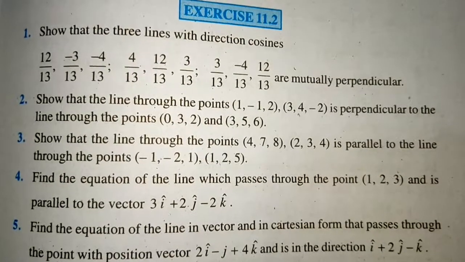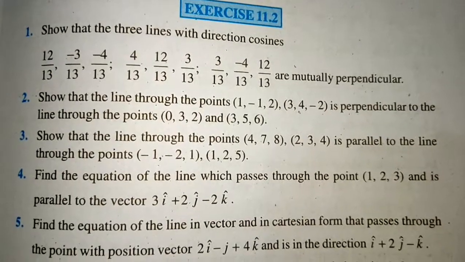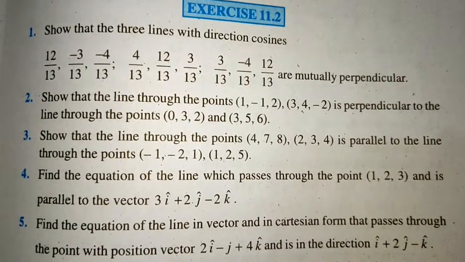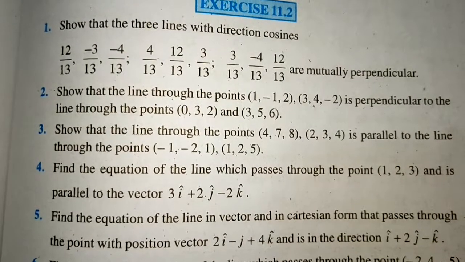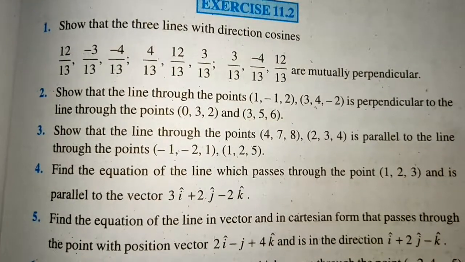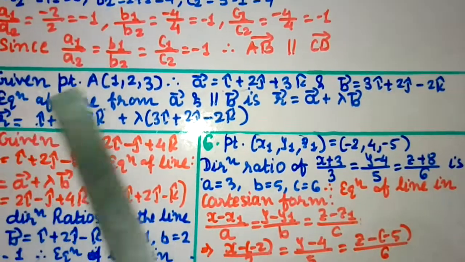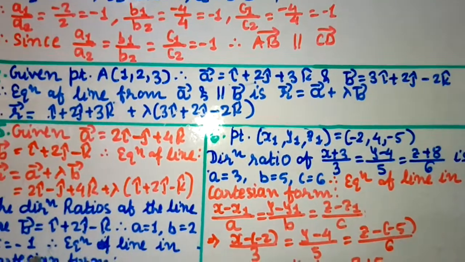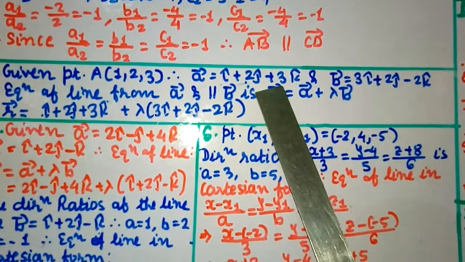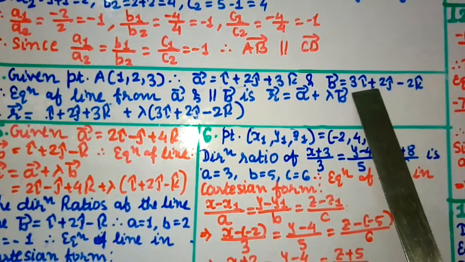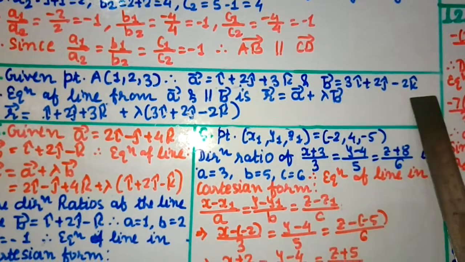Question number 4. Find the equation of the line which passes through the point (1, 2, 3) and is parallel to the vector 3i cap plus 2j cap minus 2k cap. Given point A (1, 2, 3), so we can write this in vector form. Vector a equals i cap plus 2j cap plus 3k cap, and b equals 3i cap plus 2j cap minus 2k cap.